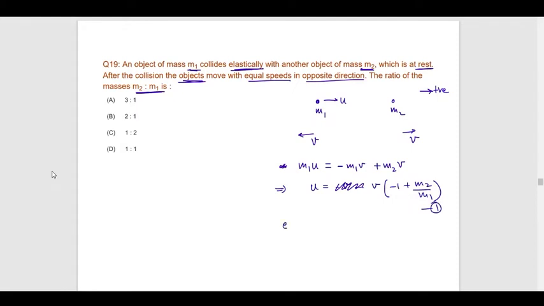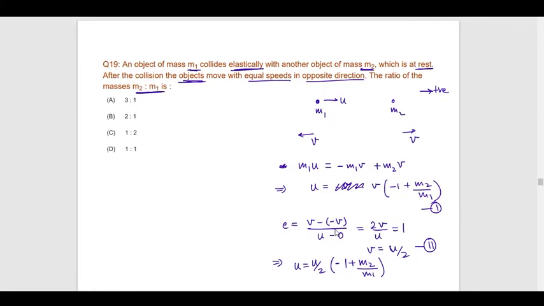The second relation will be obtained from the equation of coefficient of restitution, which is v2 minus v1 divided by u1 minus u2, right? So that is 2v by u, and that's equal to 1 because the collision was deemed as elastic. So from here we can say that v is equal to u by 2. So this becomes our second relation. So from first and second relation, we are going to get u equals u by 2 times minus 1 plus m2 by m1. So when you solve it, finally you are going to get the value of m2 by m1 as C, right?